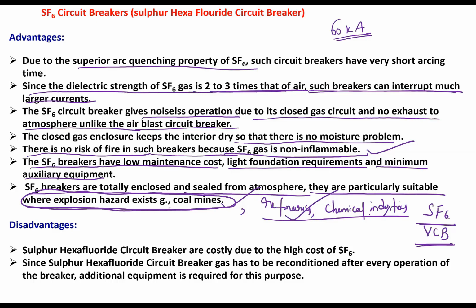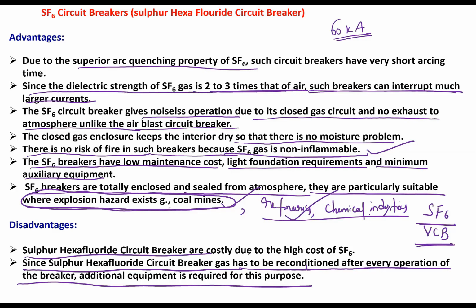Okay, disadvantages: they are very costly. And we have to recondition the SF6 gas after every operation. So for this you require additional equipment. SF6 gas has to be reconditioned after every operation, so this requires additional equipment. And sulfur hexafluoride circuit breakers are costly due to the high cost of SF6. These are the two disadvantages.